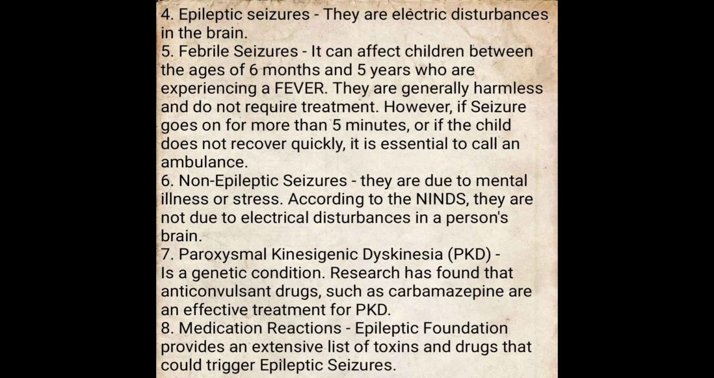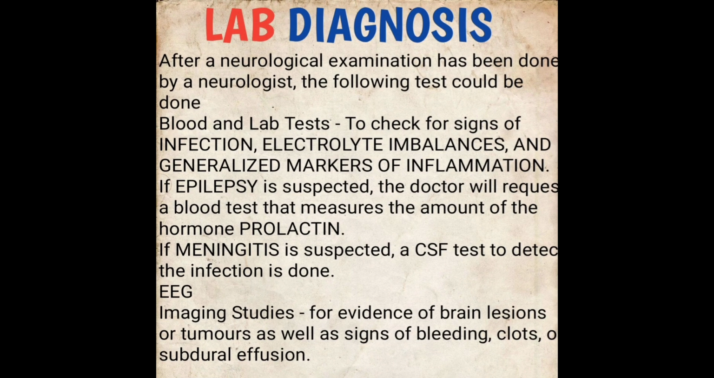So we have also known of B6 deficiency, which could be number 9. And the lab could always be very useful in knowing the deficiency. So the B6 deficiency can also be corrected. The laboratory diagnosis: after a neurological examination has been done by a neurologist, the following tests could be done to know the underlying condition that could be responsible for this convulsion or seizure, that is epilepsy.